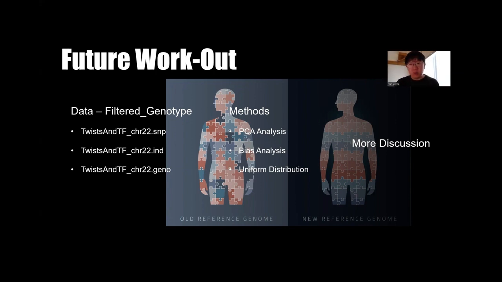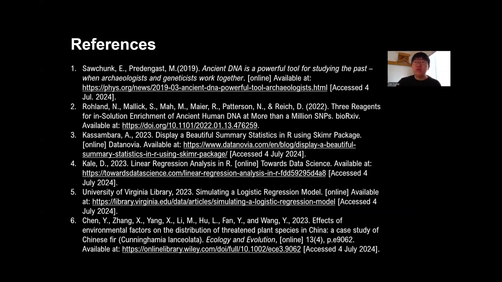And I will also discuss more with my classmates and with my supervisor to make sure my personal thinking is close to right. It may not be exactly right, but at least close to right. Here are some references about Asian human DNA research, and also some statistical and data science methods.